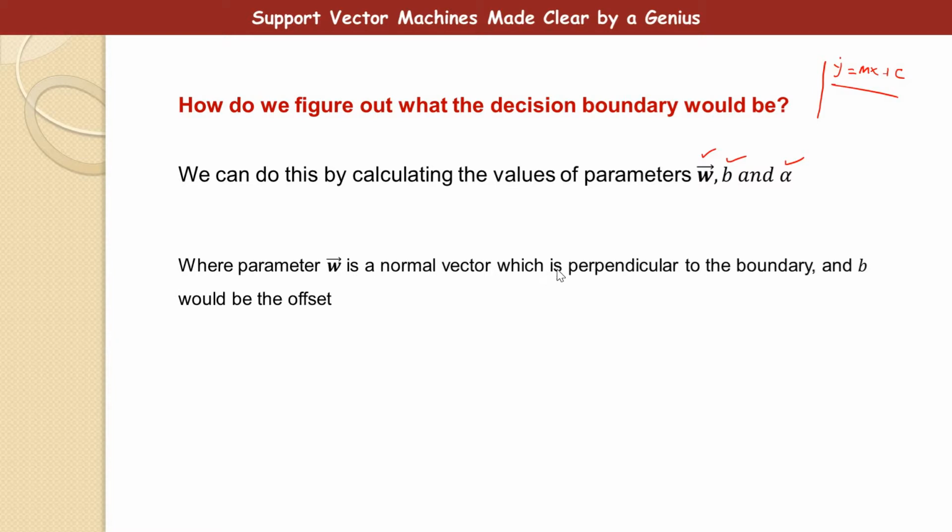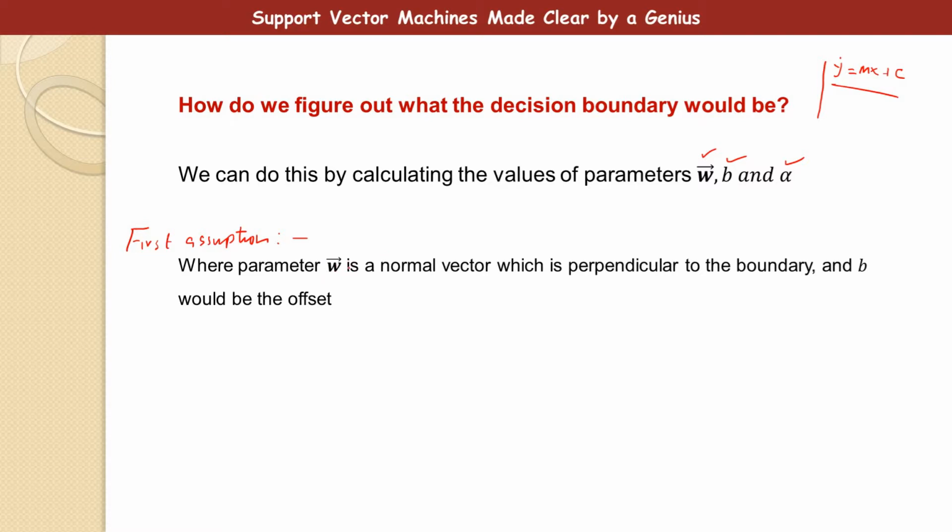Parameter W is a normal vector which is perpendicular to the boundary. Always remember that anytime we are talking about support vector, we assume one point, an unknown point in space, and it's a vector that points towards the boundary in the positive direction, and we have the offset to be B. So this is an assumption you always make. This is the first assumption you'll need to make. So remember, this is the first thing you always assume.